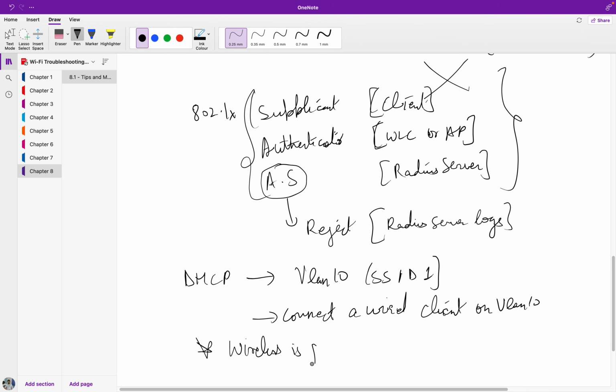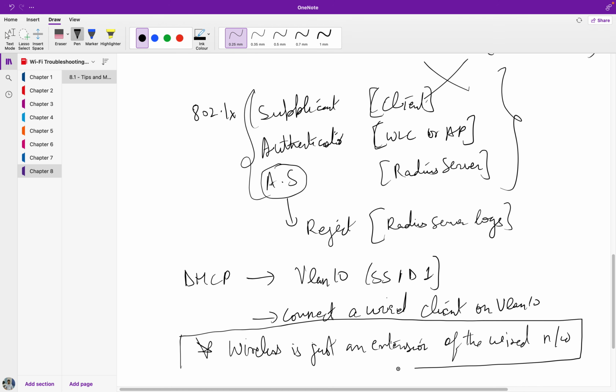Wireless is just an extension of the wired network. Always remember this. If 802.1X is failing on the Wi-Fi, check the same behavior on the same VLAN on the wired side first. If you see the wired client also failing, then we need to figure out why the wired client is failing. The Wi-Fi will work if wired works.